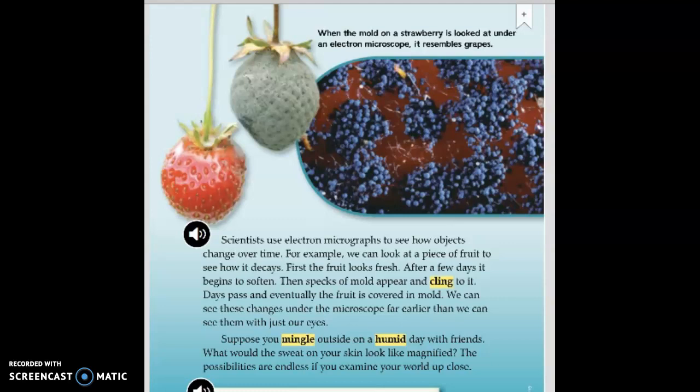Suppose you mingle outside on a humid day with friends. What would the sweat on your skin look like magnified? The possibilities are endless if you examine your world up close. So there is that text on 355.